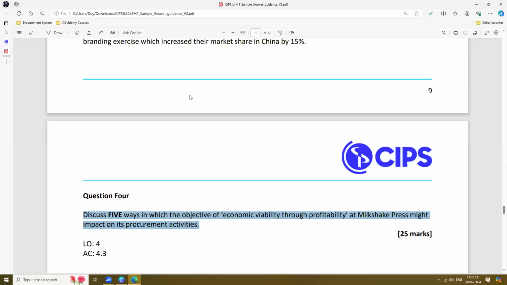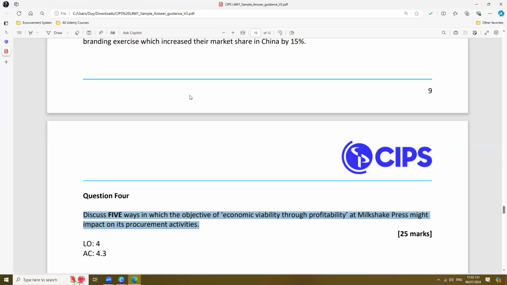So with this kind of question, how may we deliver the answer? The first thing you need to do is understand the question here. It asks about the impact of getting profit on procurement activities, right?